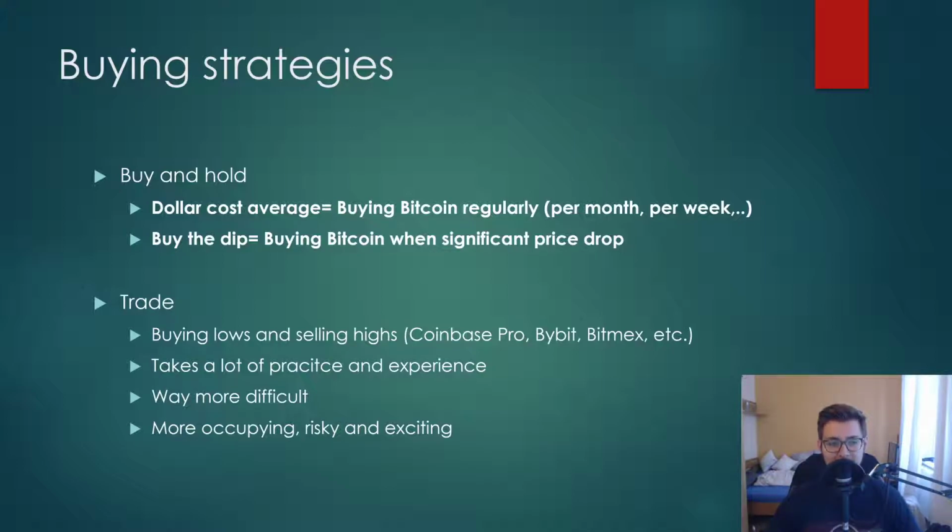So you would want to, for example, dollar cost average, meaning buying Bitcoin on a regular basis, for example per month or per week. Just for example, like $100 or $500, depending on how much risk you want to take. Bitcoin, of course, is a very volatile asset and a risky asset in some ways and a very safe asset in some other ways.